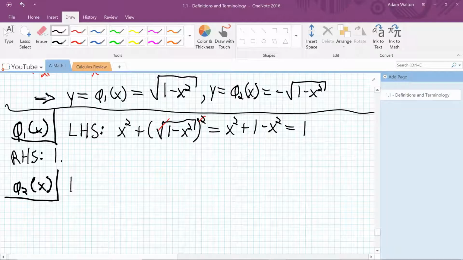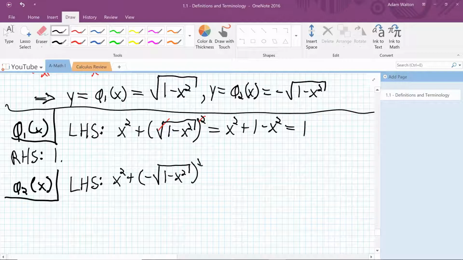So now let's take a look at phi 2. So we're going to have x squared plus negative square root of 1 minus x squared, quantity squared. And the only difference here is this negative sign. But regardless of that, a negative times a negative is always going to be a positive. So we're going to have the same exact result as before: x squared plus 1 minus x squared, which is just equal to 1.